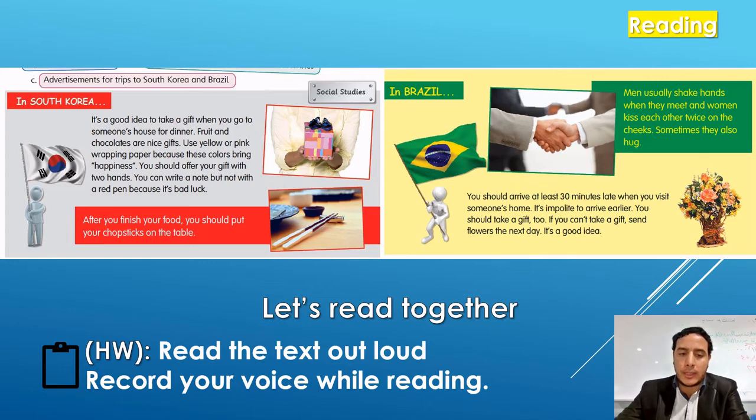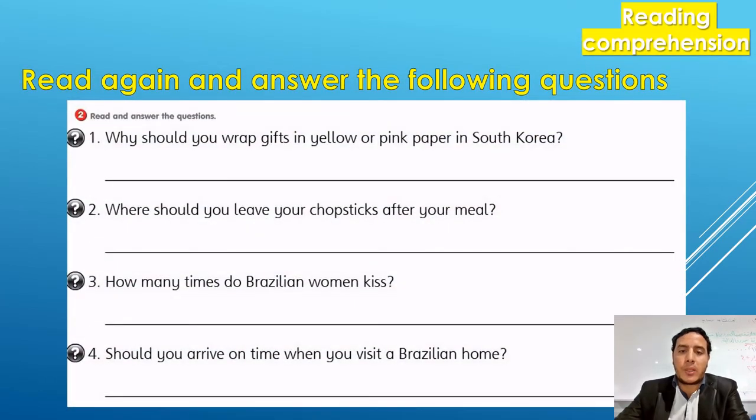Now, our homework is to read the text out loud, record your voice while reading, and send it to me on WhatsApp or attach your recording on the Google form. My students, after we have finished our reading, I want you to read again and answer the following questions. Number 1. Why should you wrap gifts in yellow or pink paper in South Korea? Find the answer from the text.